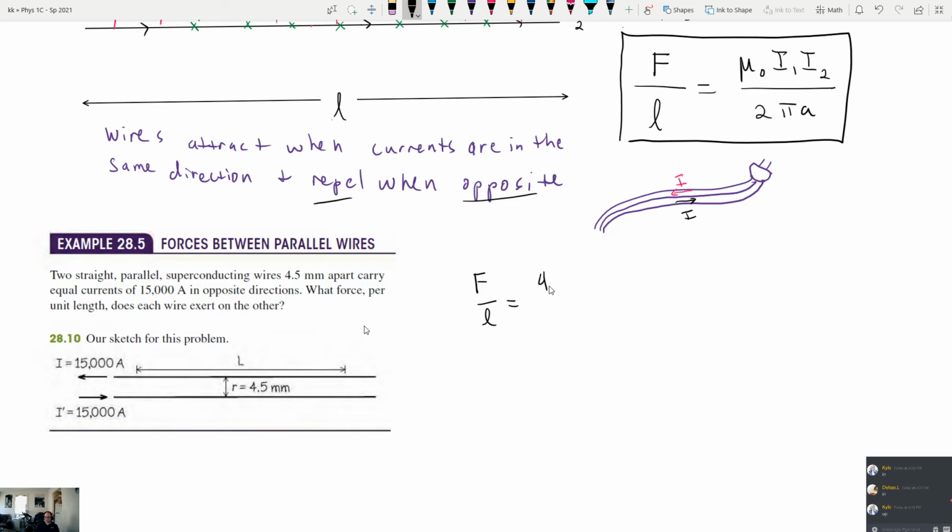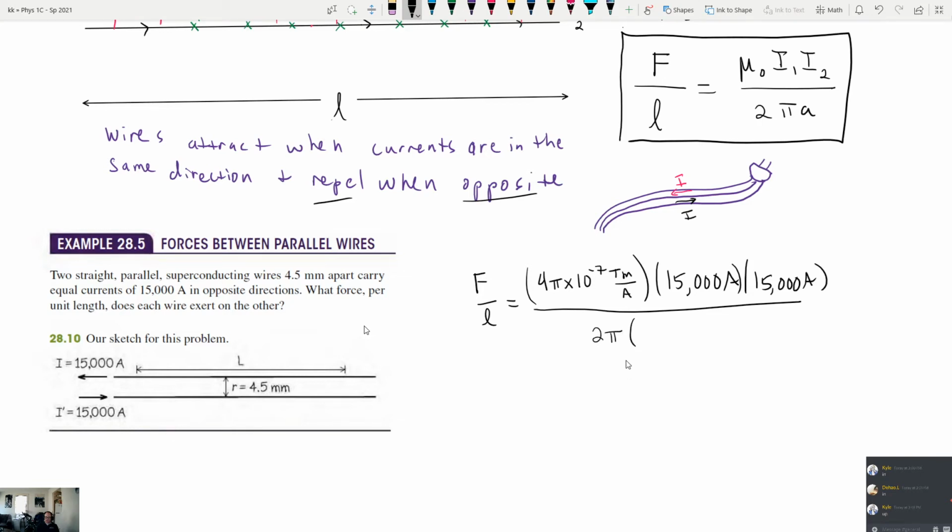is equal to mu naught, which is 4 pi times 10 to the negative 7, and we multiply that by the current, so one current is 15,000 amps. The other current is the same. And we divide that by 2 pi times a, which is 4.5 millimeters, so 4.5 times 10 to the negative 3 meters. Should be able to do this in my head. Maybe. 15 over 4.5. So this is like 45 times 10 to the negative 2. 4.